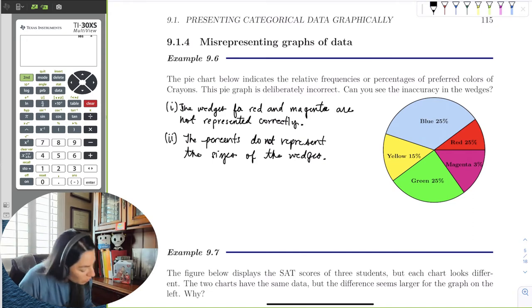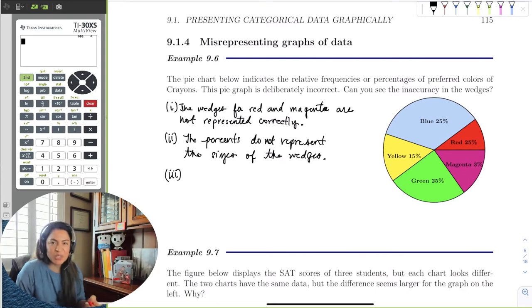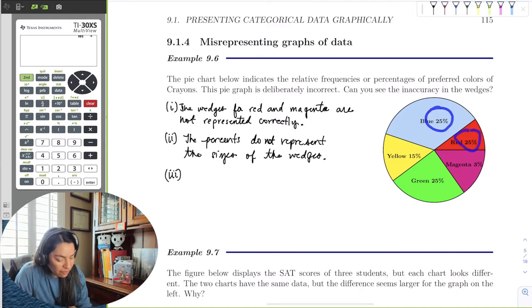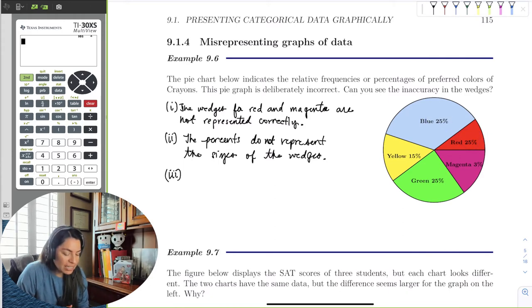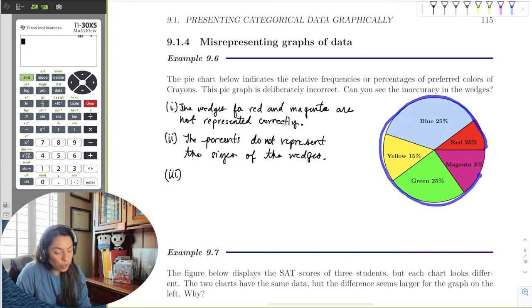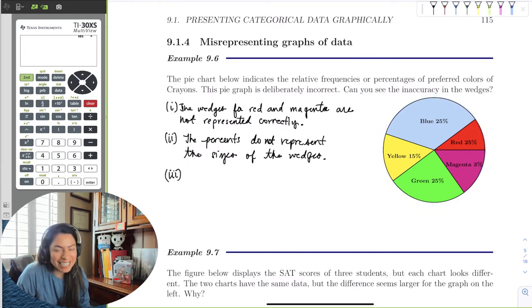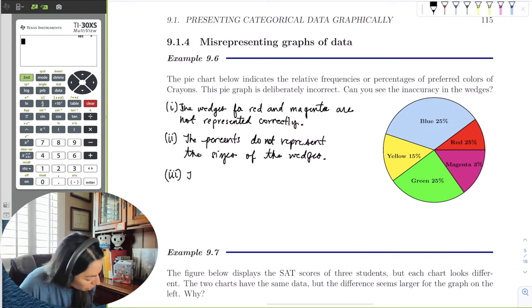And this last one, if we were in class, I give extra credit to students who find this one. Add up the percentages. Do you see? So let's add them up. 25 and 25 and 25, that's 75%. 75 plus 15 is 90. And 90 plus 3 is 93%. The entire total should be 100%, and it's not. So the total percentage is not 100%. So you can see that there are so many things wrong, right?